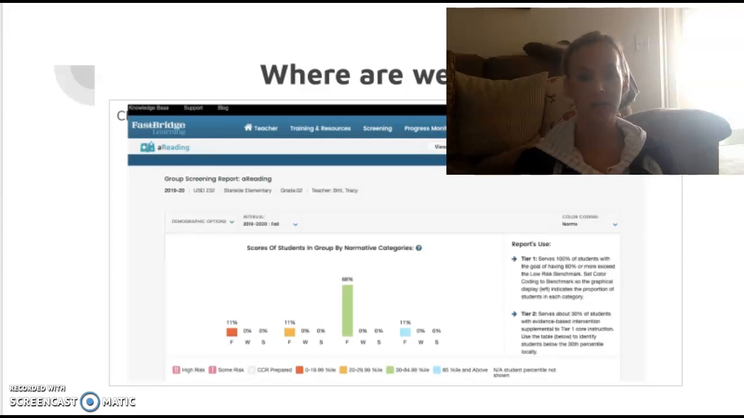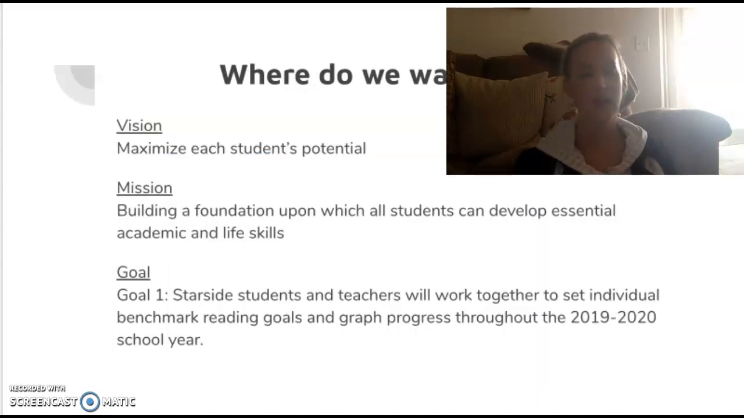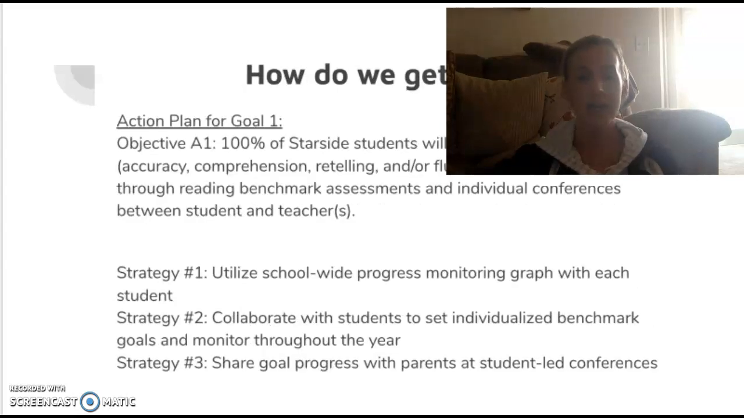So this is another great resource that we would use to guide our conversation of where are we now, and then that would lead us to where do we want to be and how are we going to get there. So where do we want to be as a school? Here's our vision and mission below, and our goal to achieve this vision, to maximize each student's potential, is that Starside students and teachers will work together to set individual benchmark reading goals and graph progress. I think a big part of where we want to be is having this be effective for all students. And how are we going to get there?